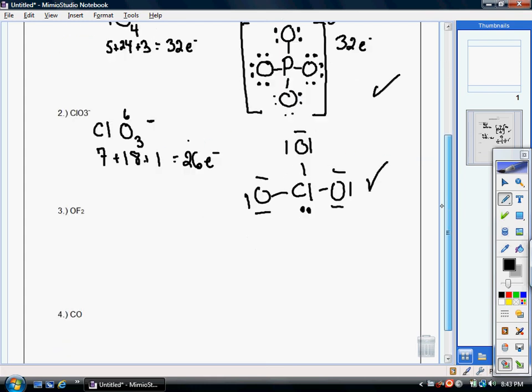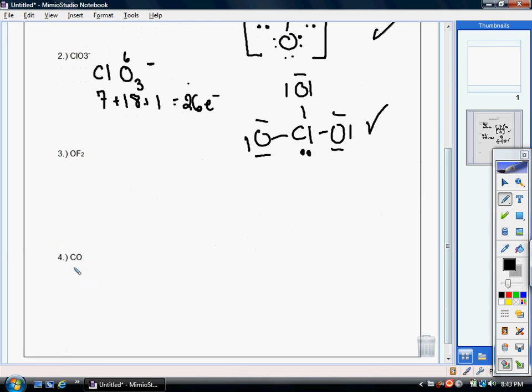Let's take a look at this one, carbon and oxygen. Carbon has 4 valence electrons, oxygen has 6. That's a total of 10 electrons that we're going to have to use. We connect carbon to oxygen, and we get everything to fulfill the octet rule. 2, 4, 6, 8, 10, 12, 14. Uh-oh, 14 does not equal 10. Anytime that you're using more electrons than you have available to you, you need to add a double bond.